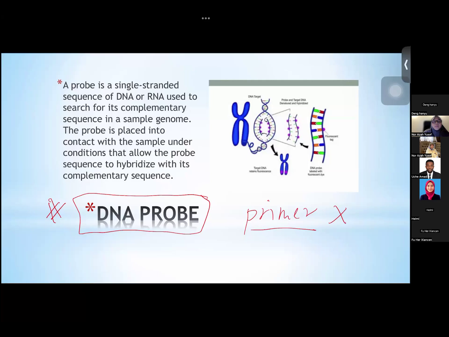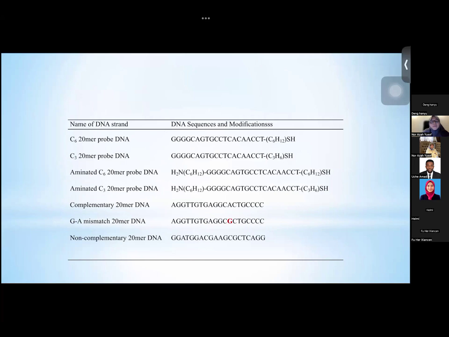The probe is placed in contact with the sample. So how do we know the sequence is unique? In every species, there are certain regions of DNA that define the species. In order to get the right sequence of DNA probe, I will show you what it looks like. This is an example of a DNA probe. It is specific for dengue, I think. I don't remember where I took this one from. This DNA probe is specific for dengue virus.